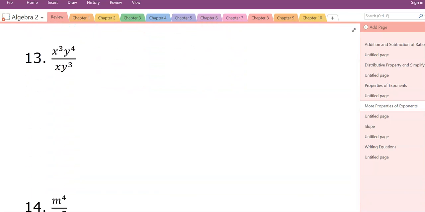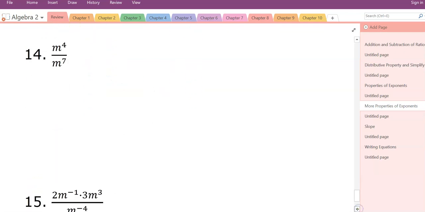For 13, for the x, you're going to take 3 minus 1. And for the y, you're going to do 4 minus 3. So you'll be left with x squared y. Now for 14, when I take 4 minus 7, following that rule, that's going to leave me with m to the negative 3 power. So what I need to do to fix this, because I have a negative exponent, is put a 1 on top and drop that m to the third to the bottom.